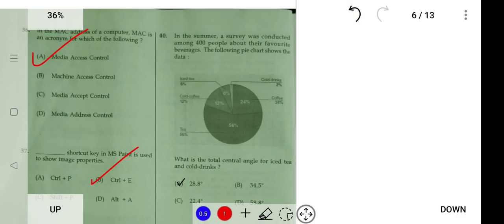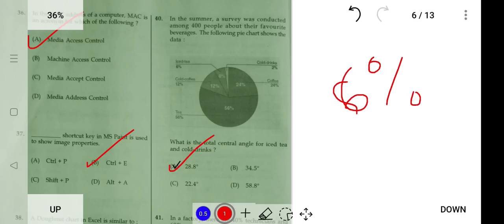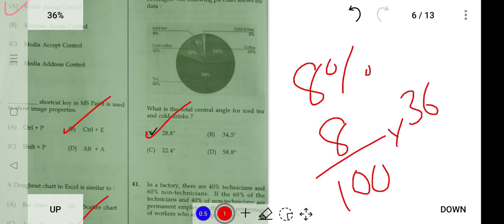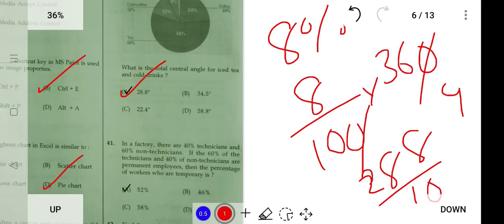Next, in a summer, a survey was conducted among 400 people about their favorite beverages. So the answer is 28 degrees. Among the beverages, iced tea is 6% and cold drinks 2%. That is 6 + 2 = 8, so 8%. I already taught you in the previous class that the angle is 8 divided by 100 into 360 degrees. So the answer is 28.8.